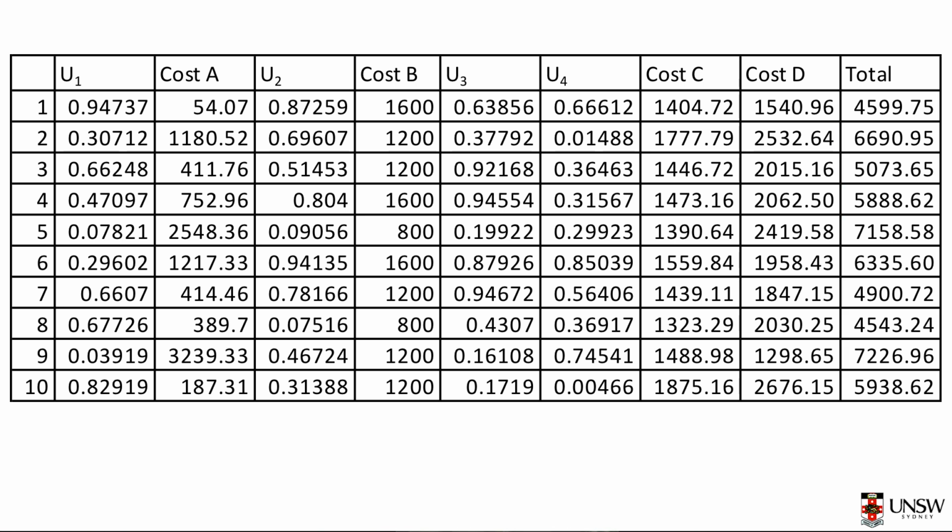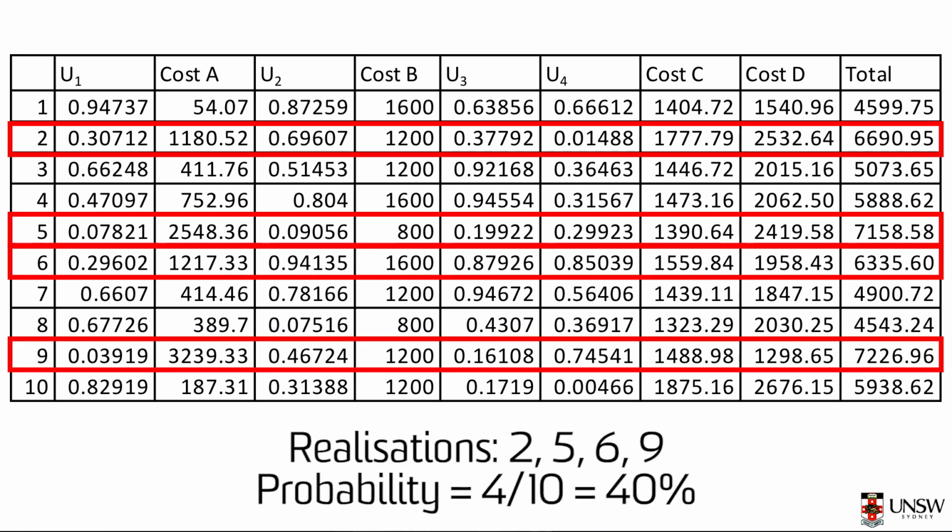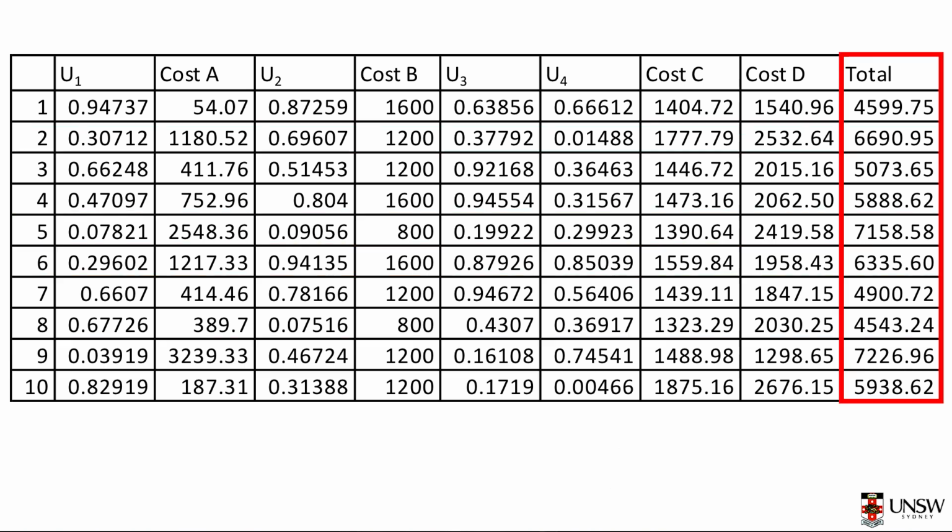So getting back to our questions, the probability that the project will cost more than $6,000, we count how many times the total is greater than 6,000. We can see that as before, this turns out to happen in realisation 2, 5, 6 and 9, so the probability is still 40%. Now, to calculate the average, we determine the average of these 10 total values over here, and we end up with $5,835.67, which is not very different from our previous answer.